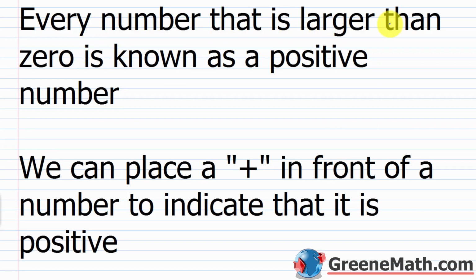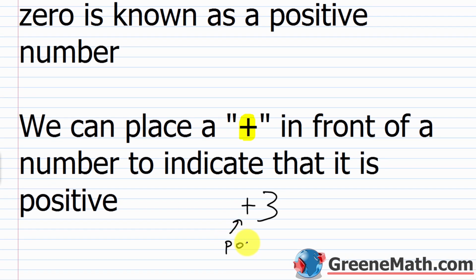So every number that is larger than 0 is known as a positive number. We can place a plus symbol, or you might know it as the addition operator, in front of a number to indicate that it is positive. We don't typically do this because numbers are by default positive when we work with them, right? That's what we're used to working with. So typically you will not put a plus sign in front of it. So for example, if you have the number 3, you would just write it like that. You know that it's positive. But if you wanted to, you could put the plus symbol in front of it to indicate, hey, this is a positive number, positive 3.